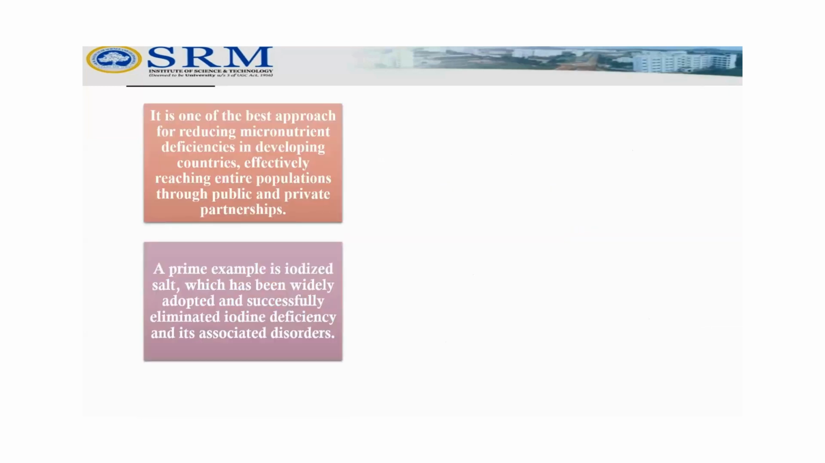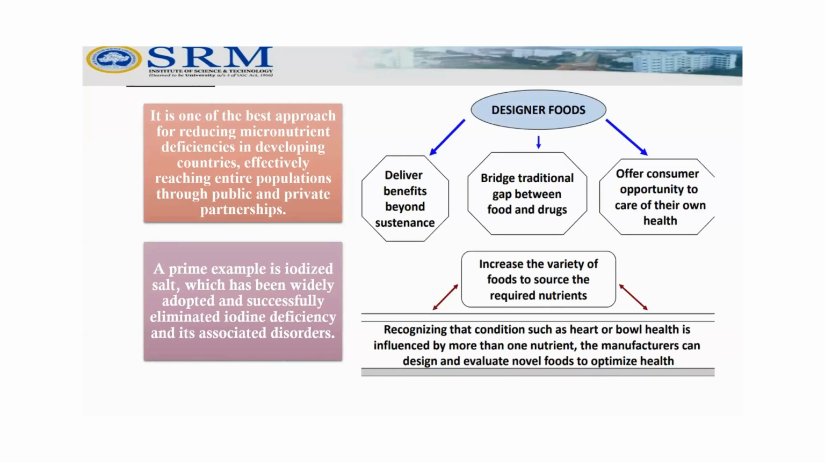It is one of the best approaches to reduce micronutrient deficiency in developing countries, effectively reaching the entire population through public and private partnership. You may know that designer food has even penetrated India through the Government of India, which supplies fortified commodities. A prime example is iodized salt, which has been widely adopted and successfully eliminated iodine deficiency and its associated disorders.